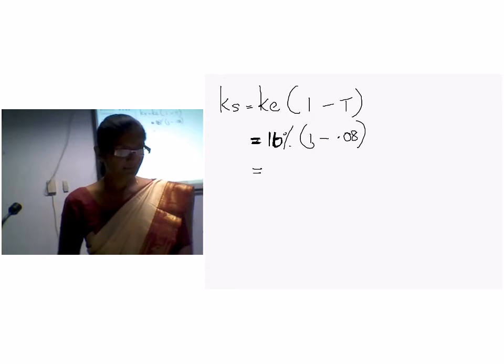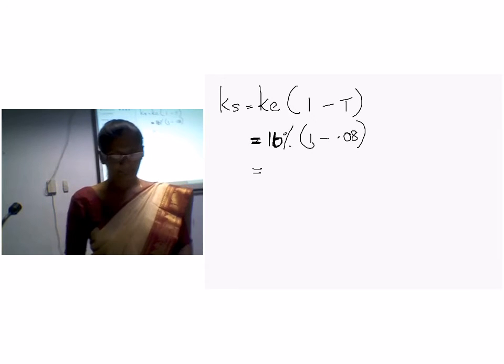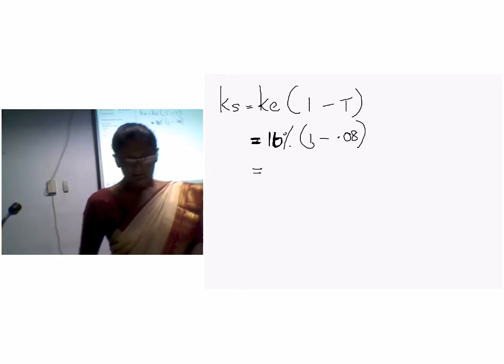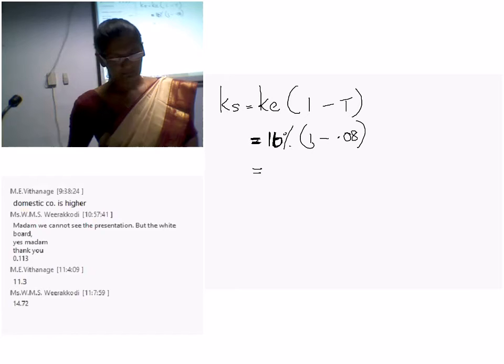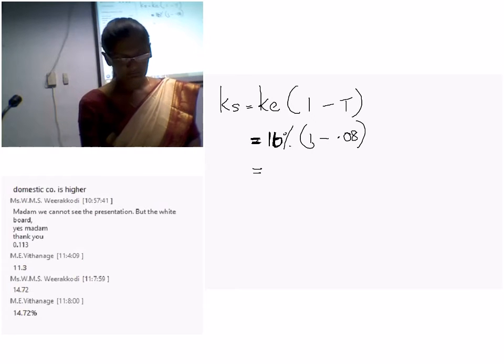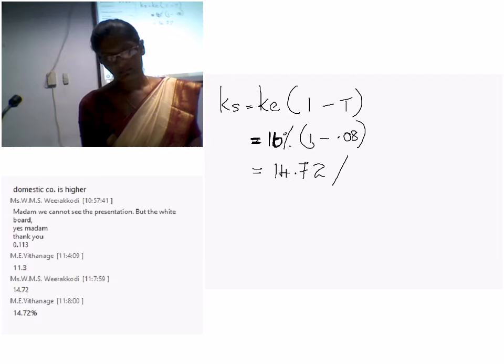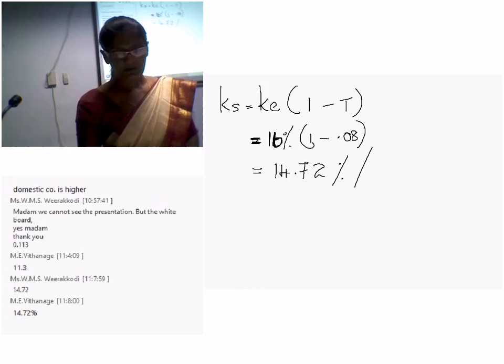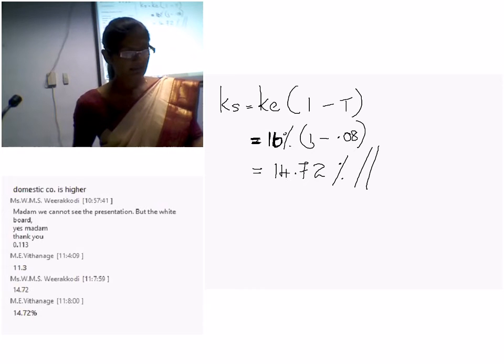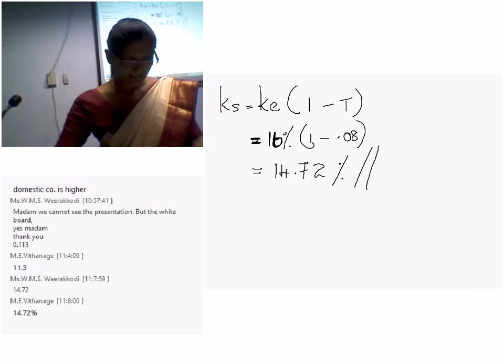KS, right? What is the answer? 16% times 1 minus 0.08 is 14.72%. Okay, that is the cost of retained earnings, right? Shall we move on? That is easy.